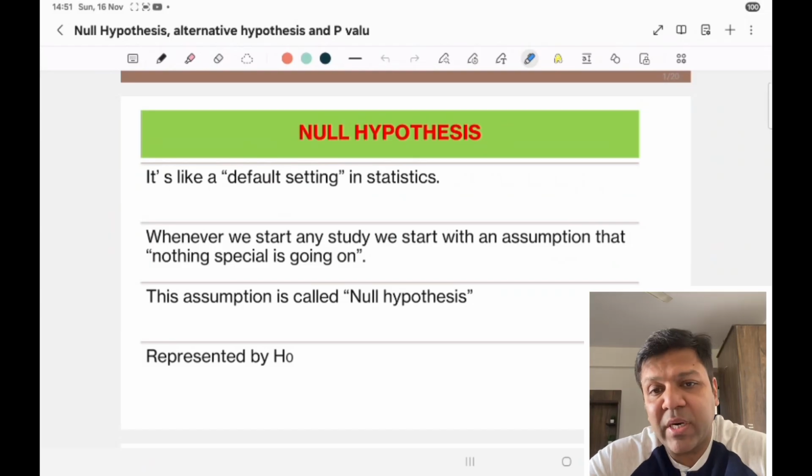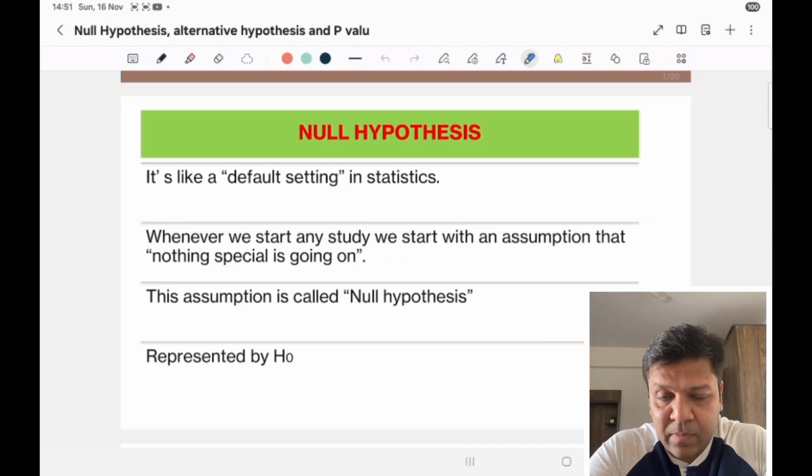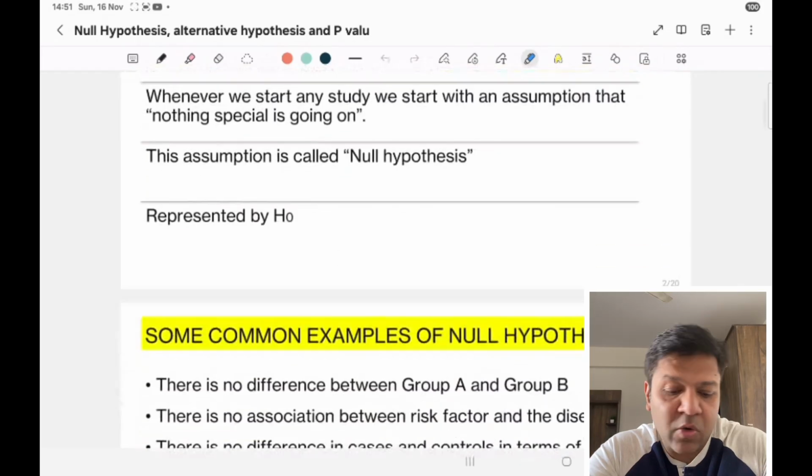It is like a default setting in statistics. So what do we mean by that? We mean that whenever we start a study, we don't assume that there is an effect of the drug or an association between a risk factor and the disease. We assume otherwise. We assume that the drug actually has no effect, but we will try to prove it by using the statistical data. So the null hypothesis is a negative assumption that we start with in a clinical study, whether it is a cohort study, a case control study, or a randomized control trial.